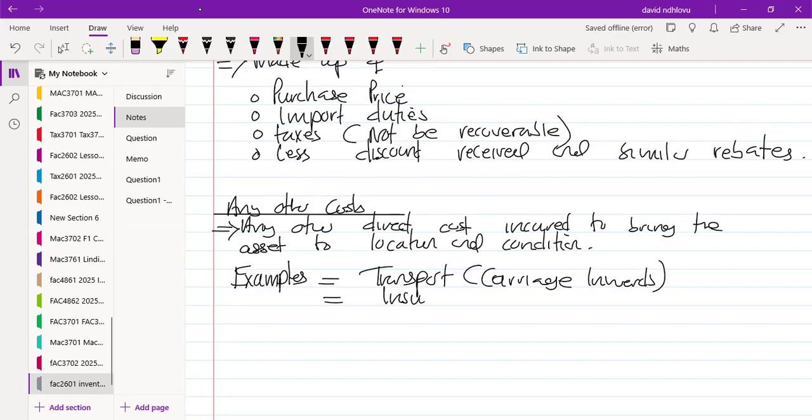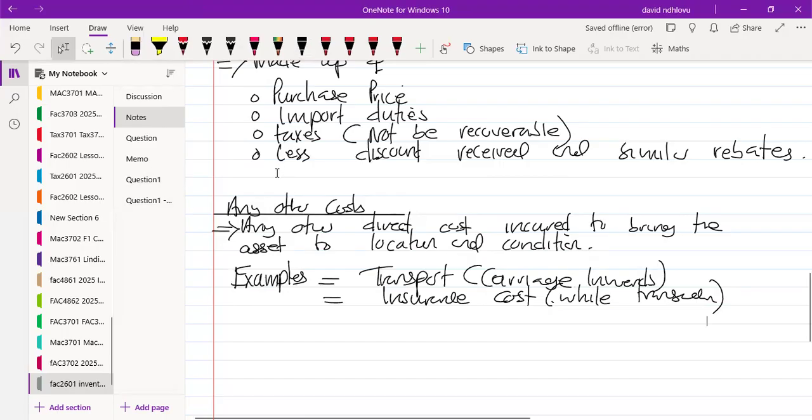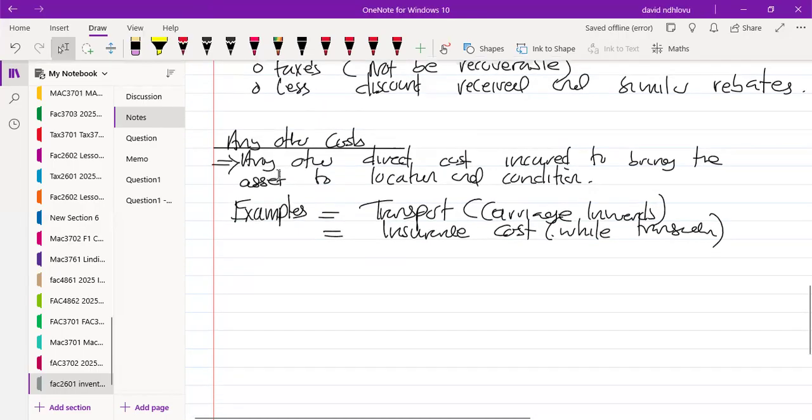Sometimes we have insurance. This is insurance while transporting. We add it to the cost of the inventory. So these are the usual costs that we add in determining the cost of inventory. Right, we exclude the following. General overhead expenses are not included.